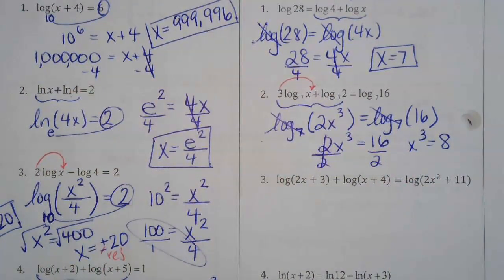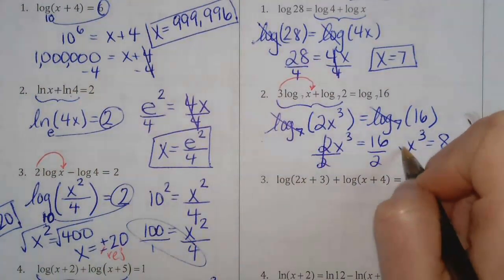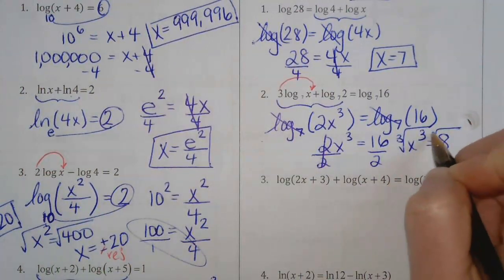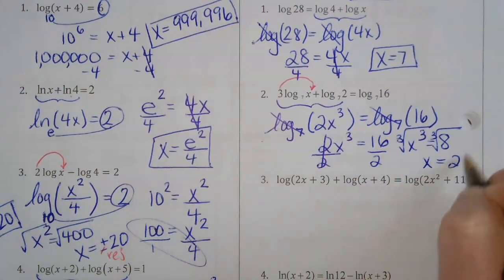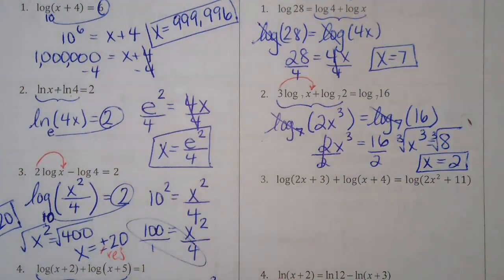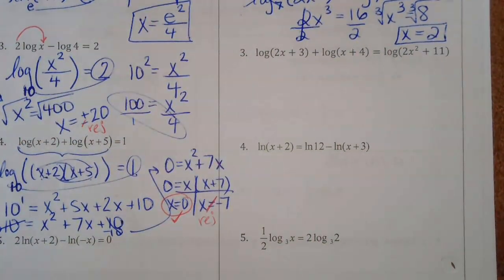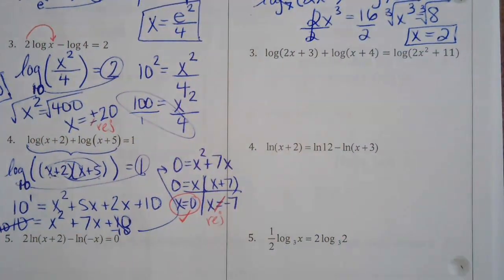Okay, so I divided by 2. I'm going to cube root. Nice, easy. Cube root of 8, we got a 2. All right, I'm going to go down to number 4, and then we'll flip it over and do a couple on the next page. And then I think you'll be in a good place.